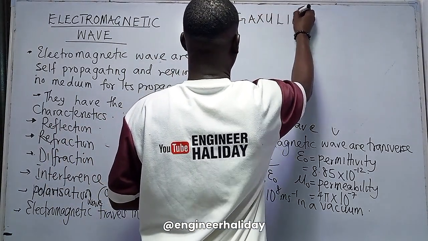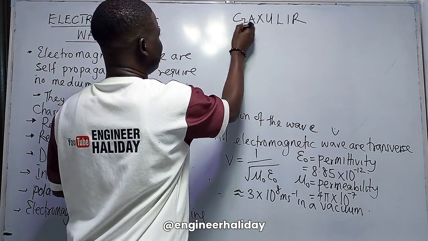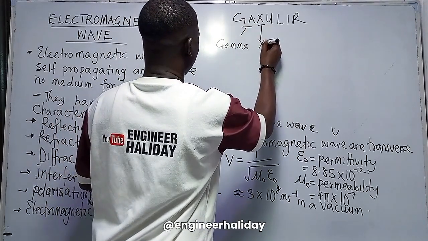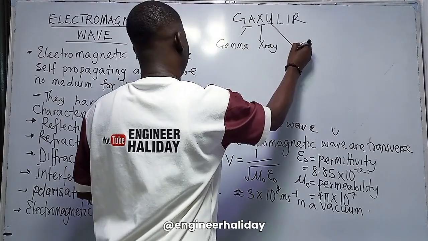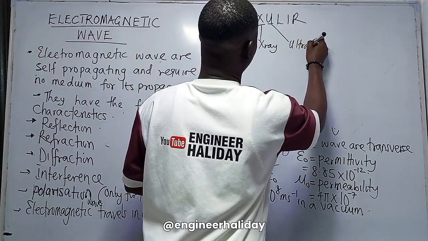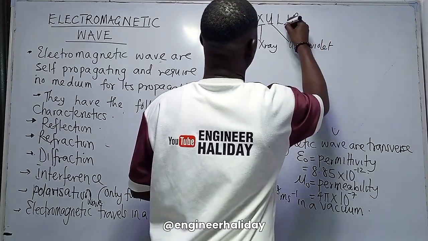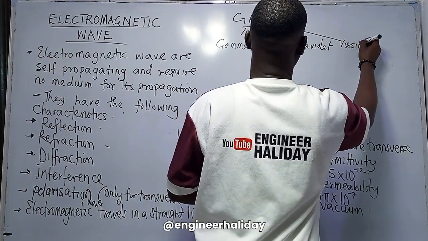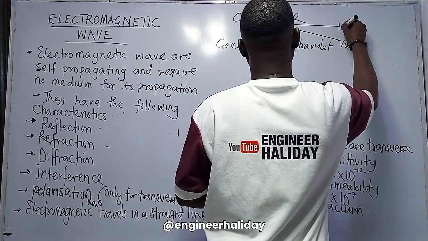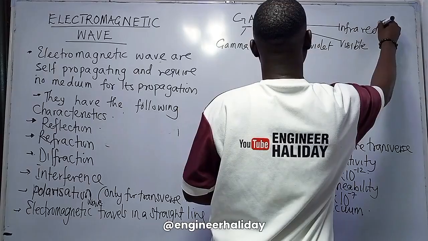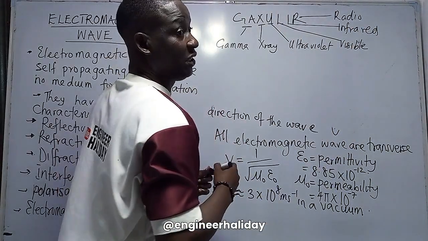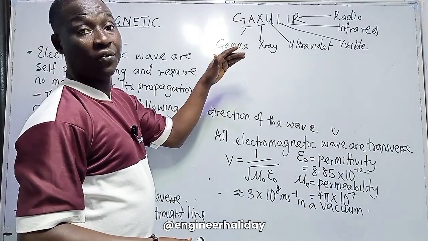This is a shortcut to remember them. We have the gamma, the X-ray, which we are going to explain in this class, their sources and their uses, the ultraviolet, the visible light, then the infrared, and the radio wave. So this is just a shortcut to remember all these things.